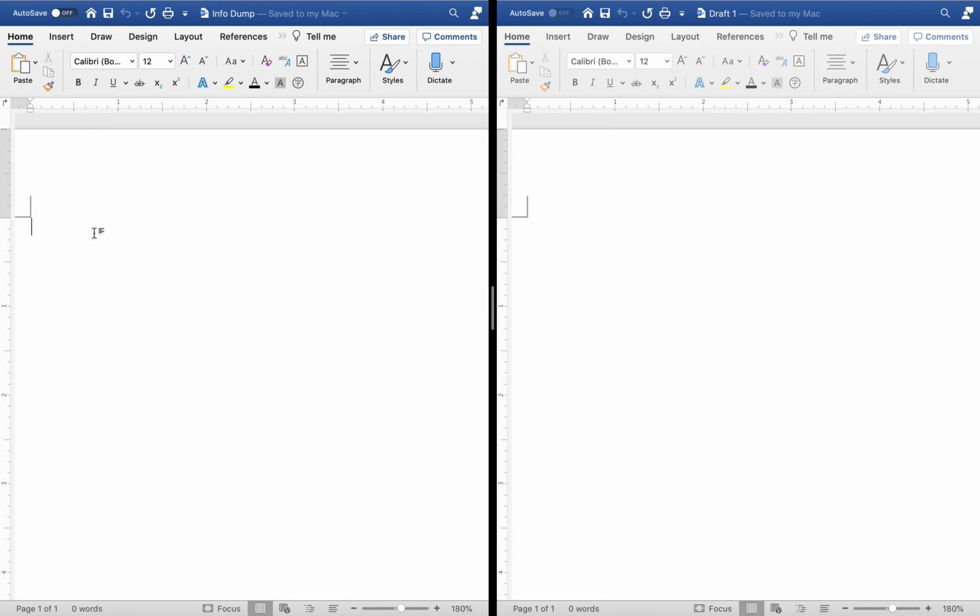Okay, so this is the final strategy I'm going to present to you today, and it's probably the simplest, not necessarily the easiest, but certainly the easiest to explain. This is the strategy that I use most commonly, and I just call it information dumping. Information dumping is where you basically open up a new document and you start writing everything you know about that topic.